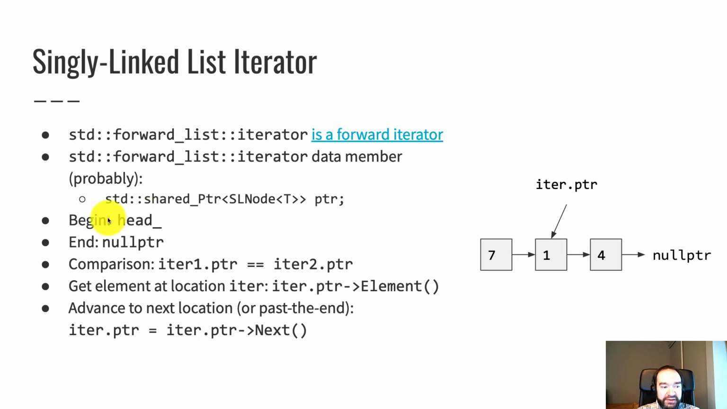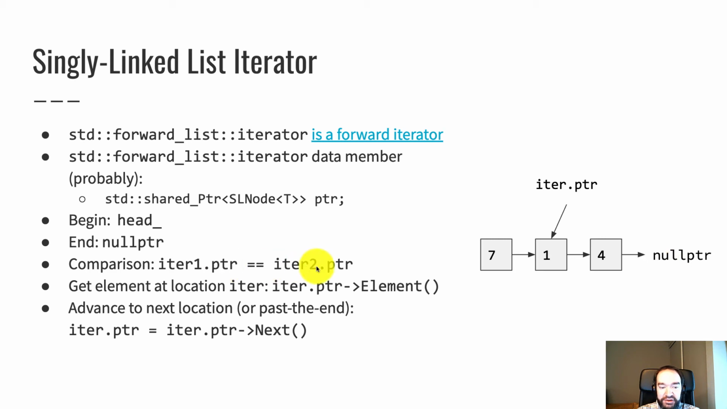The way we would represent the location of an iterator is a pointer to a node. So internally, the standard forward list iterator data type probably has a pointer to a node. I say probably because we are honoring encapsulation. The authors could have coded this any way they want, but most likely they have some kind of pointer to a node. So the beginning location would be the head pointer, the first node. The past the end location would be null pointer, because if a node pointer ever reaches null pointer, then it's past the end.